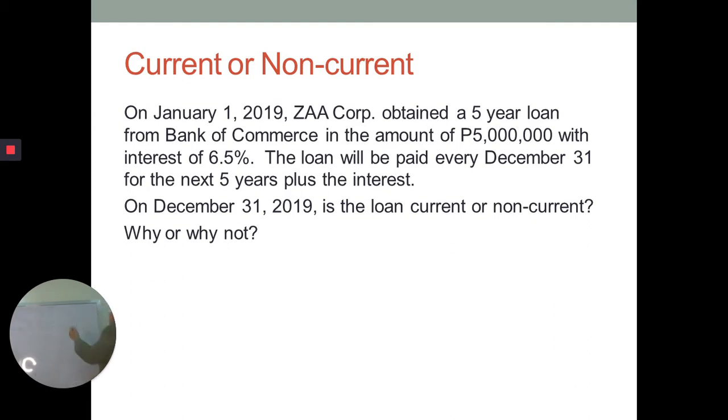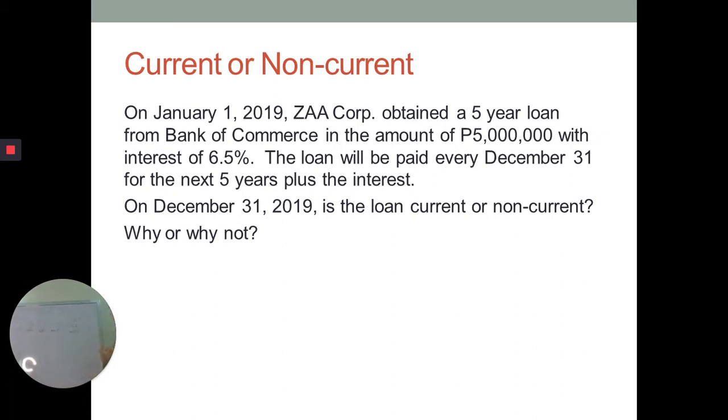So the question is, how will this be paid? According to the problem, it will be paid every December 31 for the next 5 years plus the interest. Okay, so every December 31, so this is December 31, 2019, December 31, 2020, December 31, 2021. Okay, so every December 31, we will have to pay 1 million to the bank. 1 million plus the interest.